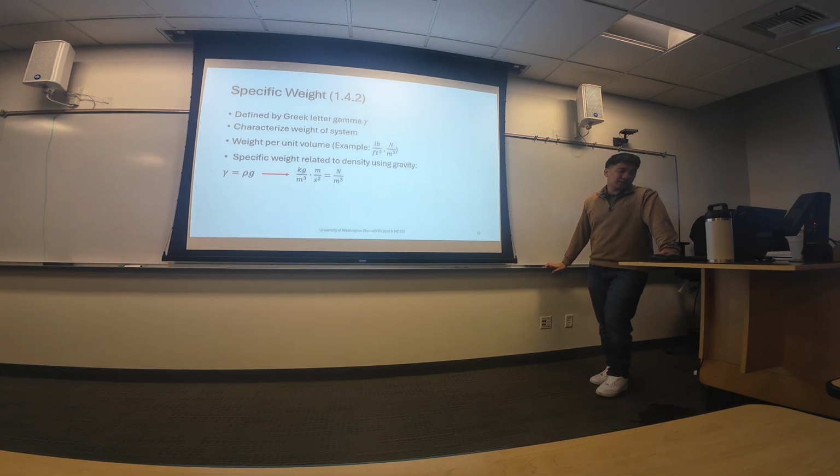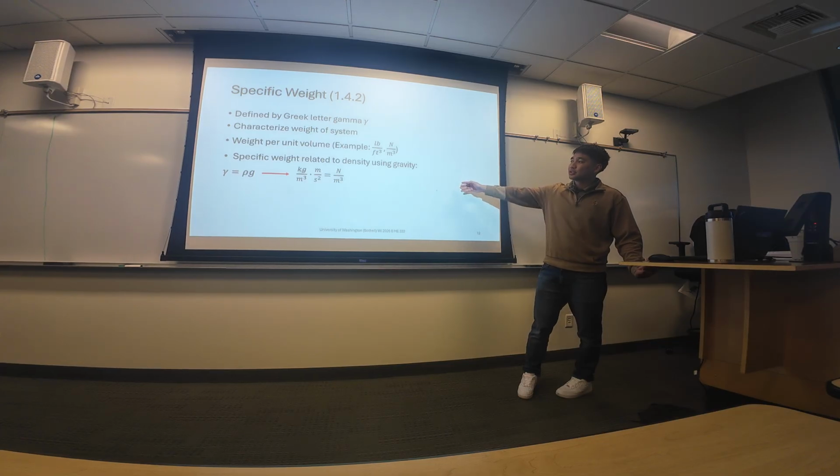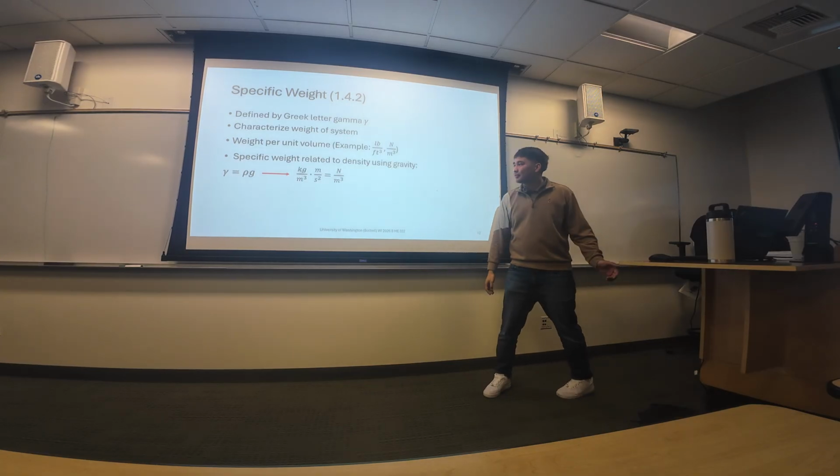Okay, specific weight we define by the Greek letter gamma. That is gamma right there, that Y-looking thing. It basically characterizes the weight of the system. And its units are weight per unit volume, right? So weight is a force now. Go back to the original question. It's not a mass. So we have pounds and newtons over the volume.